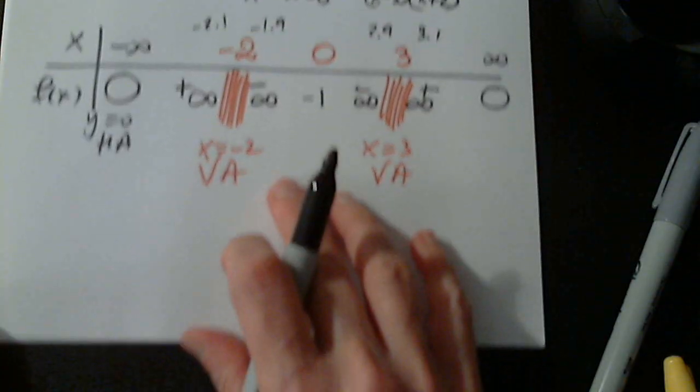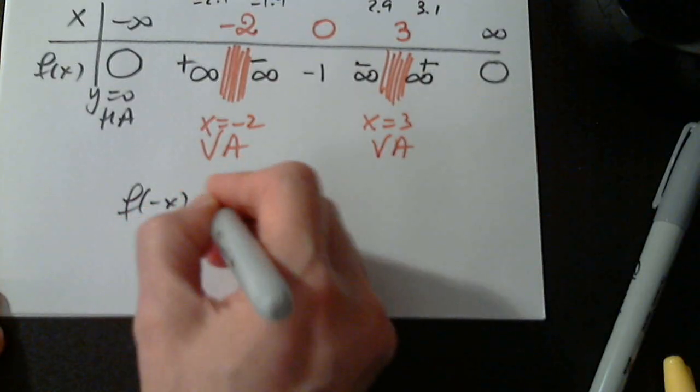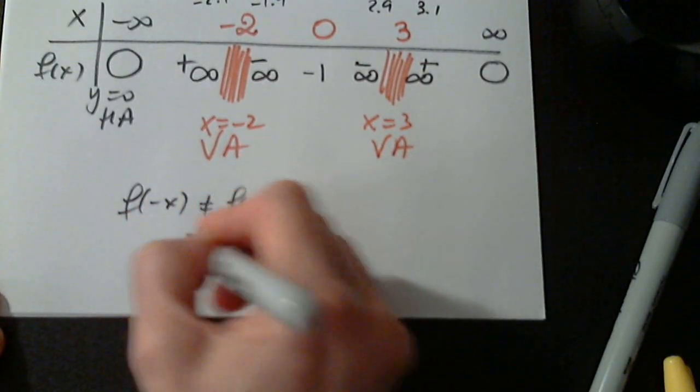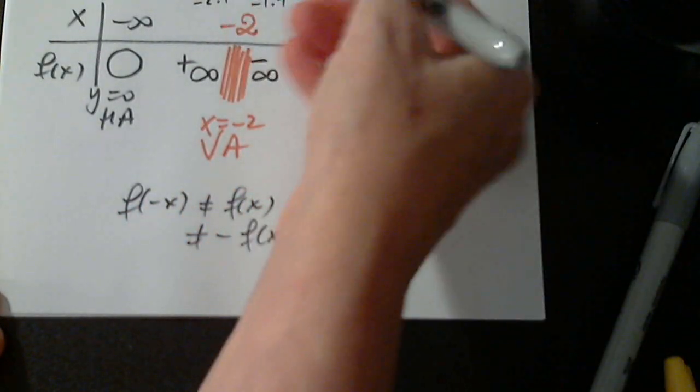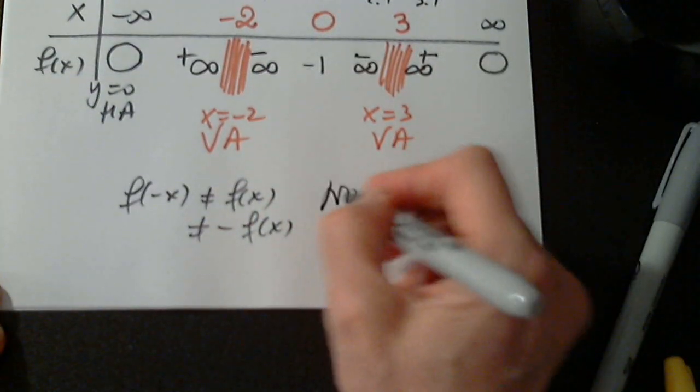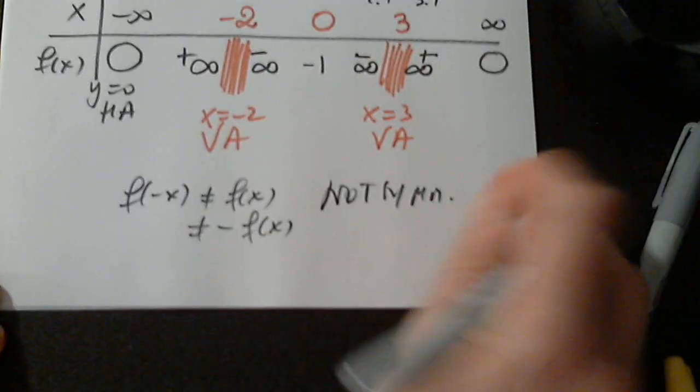Not symmetric, I have to write f of negative x will never equal f of x, will never equal negative f of x. This doesn't change, this changes, it's completely different. Not symmetric. Perfect. Let's do that. Let's graph. Nothing matters, I don't care for anything.